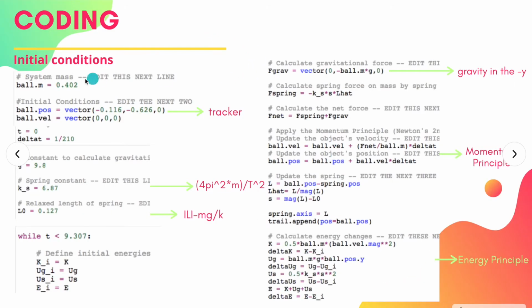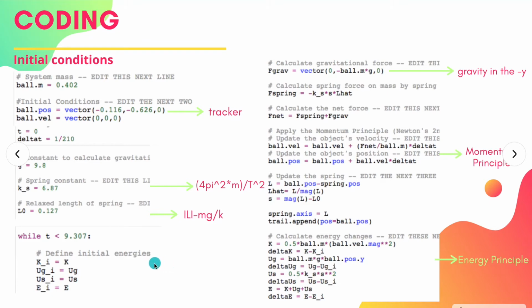Now for our coding. First, we inserted that the mass of the ball is 0.402 kilograms. Then we used Tracker to calculate the initial position of the ball, and we know that the initial velocity of the ball is 0 because it starts from rest. Then we stated that the gravitational constant is 9.8 meters per second squared, and our spring constant and L naught come from what we previously calculated using these formulas.